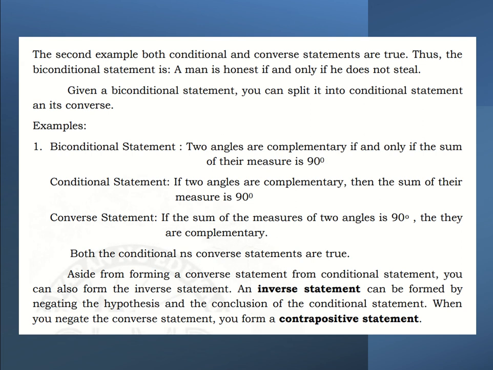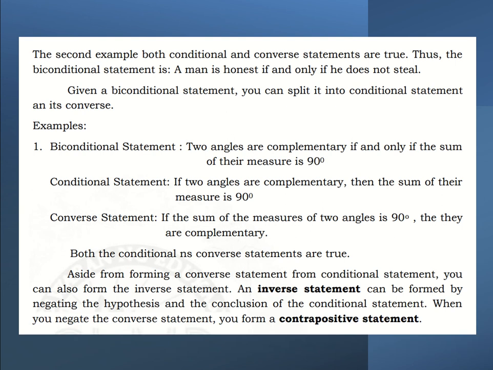So, examples. Biconditional statement: two angles are complementary if and only if the sum of their measures is 90 degrees. Pwede din natin i-chop-chop, kumbaga, yung biconditional statement. Your conditional statement will be, if two angles are complementary, then the sum of their measures is 90 degrees. Ibabalik natin siya sa conditional statement, then yung converse, pagbabalikin na rin lang natin yung hypothesis and conclusion, magiging converse statement na rin ito. If the sum of the measures of two angles is 90 degrees, then they are complementary. Kung medyo nalilito, balik-balikan lang po natin itong video na ito. Both the conditional and converse statements are true. Okay? Kailangan lamang yung conditional at converse natin laging true para makagawa tayo ng biconditional statement.